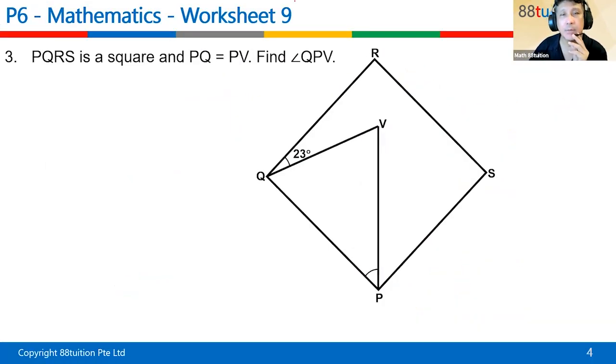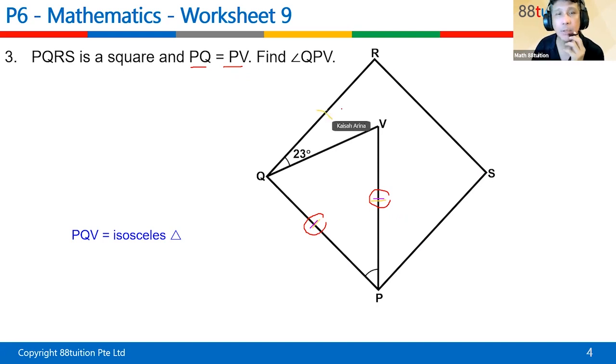Now let's move on to our next question. This time we have a square. And of course, when you read the question, it will tell you what is given to you. PQ equals to PV. So normally what we do is when you see it like that, you will want to do the marking. If you do the marking, it looks like this. This is known as a marking. We normally mark on our figure so that it helps us identify what sort of shape. So it is isosceles.